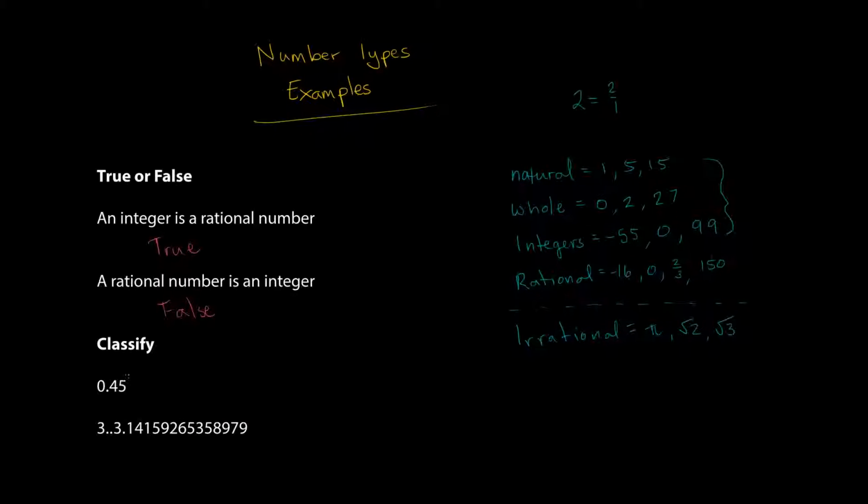Now let's move forward to some classifications. We have 0.45. Let's start from the most specific and work our way down. So natural numbers can't be a decimal, so it's out. Whole numbers can't be a decimal. Integers can't be a decimal. So now we're between rational and irrational. So 0.45 is not an infinitely repeating decimal, so that means it's rational.